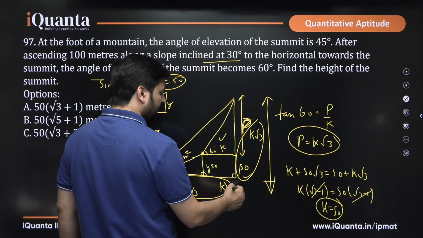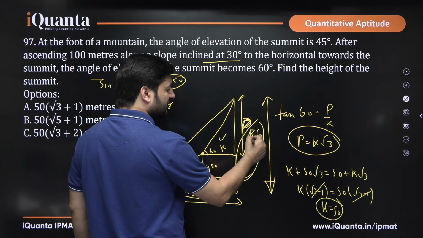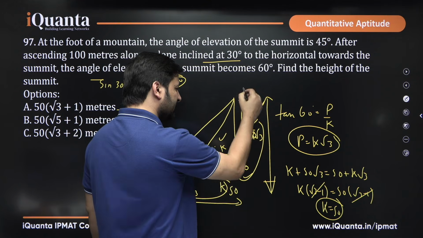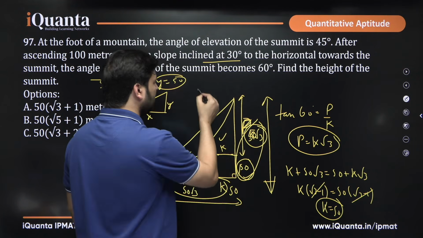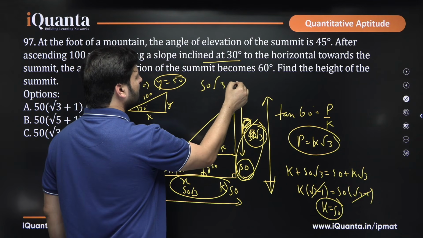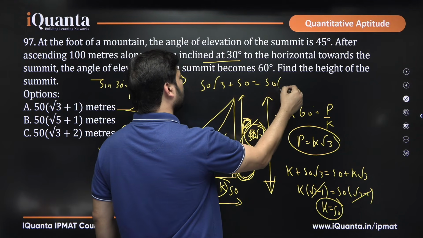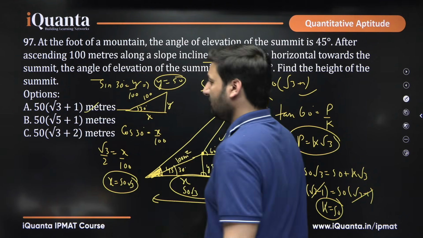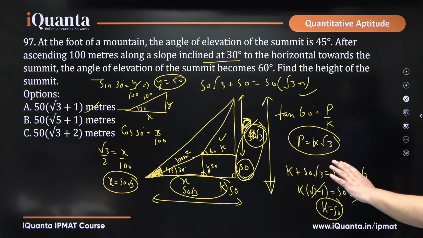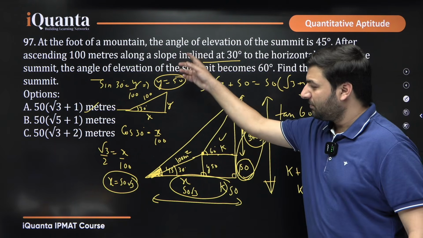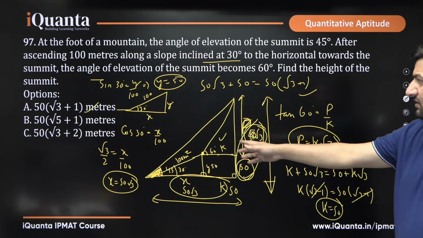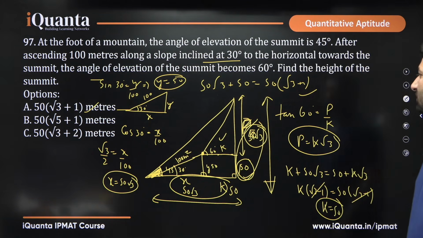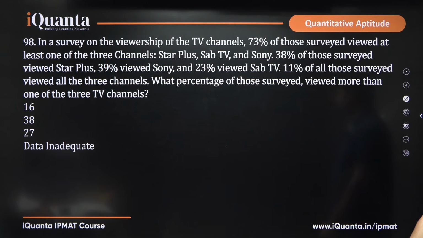So, this is 50 and this is 50 root 3, isn't it? We wanted this entire height, 50 root 3 plus 50. So, 50 root 3 plus 50, that means 50 root 3 plus 1, that means option A is your answer. So, this is an easy question, okay. But yes, many people still do not know how to solve such questions and they are confused with the language. This is how we have to do it, okay. Please try it by yourself once and you will get it.